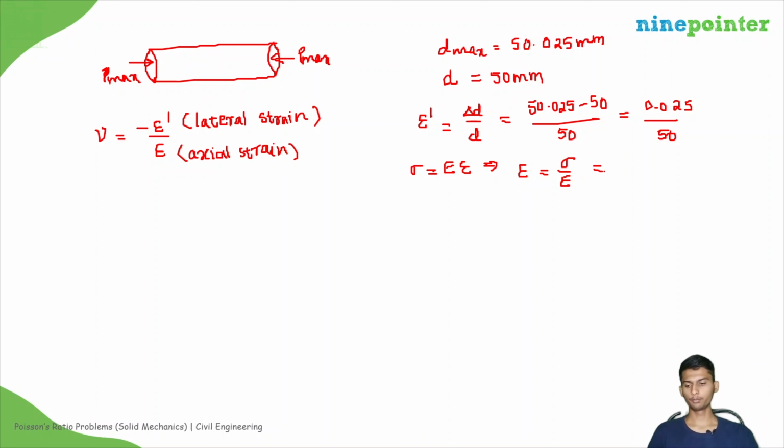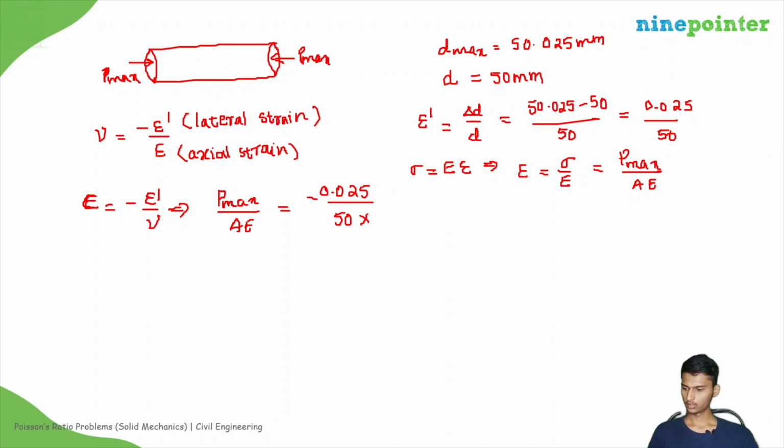What is sigma? Sigma will be Pmax divided by A. Okay. So now let us put over here nu is equal to minus epsilon dash by epsilon. So that will be Pmax divided by AE equal to minus 0.025 divided by 50 into nu. What is the value of nu? It is 0.3. So Pmax will be equal to minus 0.025 divided by 50 into 0.3 into A into E.